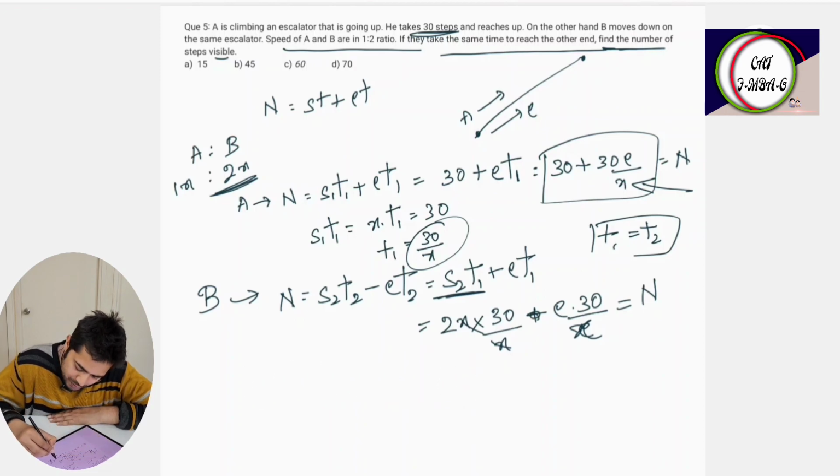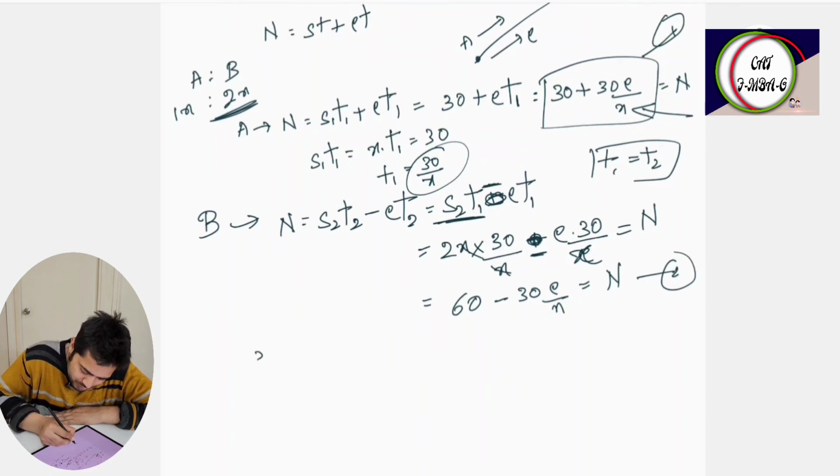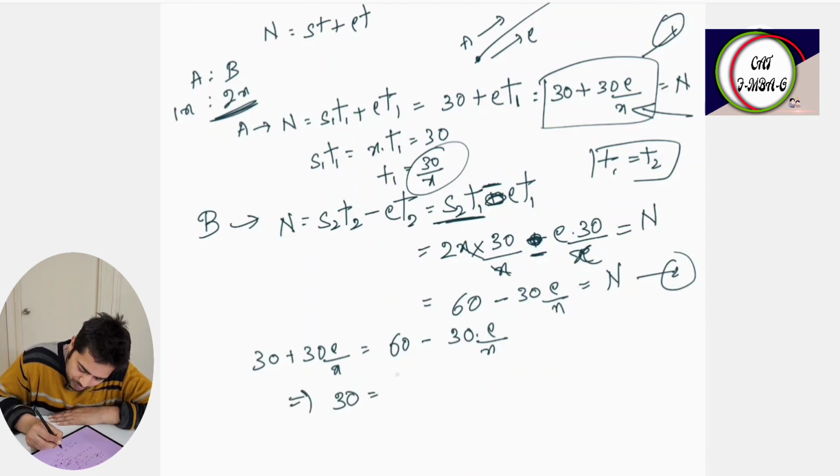This is actually not plus, this is minus. So this is 60 minus 30 e by x is equal to n. So equation number 2, this was equation number 1. Equate these two equations. So 30 plus 30 e by x is equal to 60 minus 30 e by x. That implies 30 is equal to 60 e by x. That implies e by x is equal to 1 by 2.